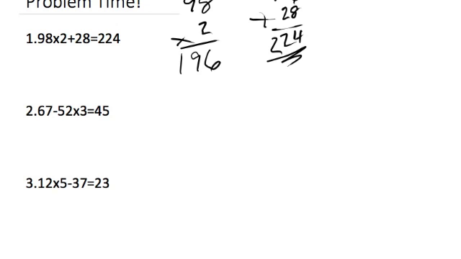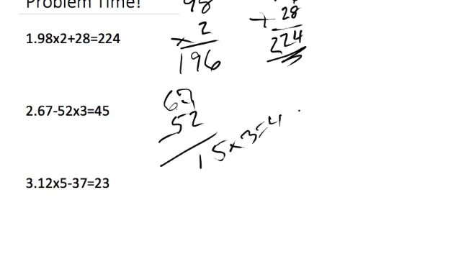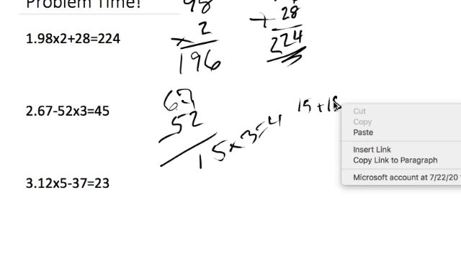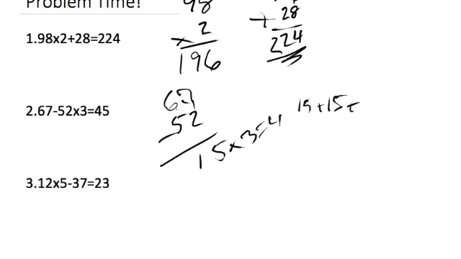And number 2, we got 67 minus 52. And since we subtract 7 minus 2 equals 5. And 6 minus 5 equals 1. So we get 15 times 3 equals 45. Because 15 plus 15 is 30, plus another 15 is 45. That's 15 times 3.